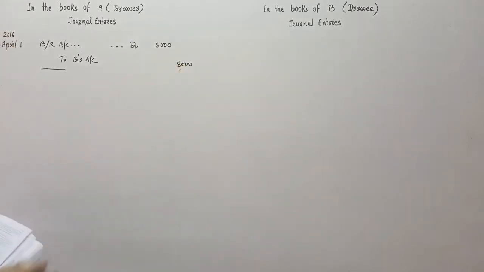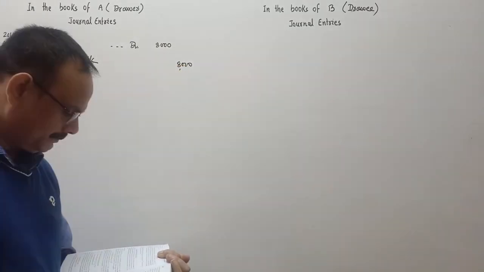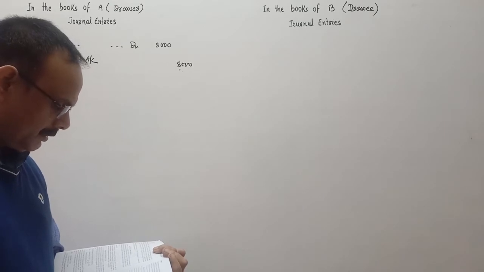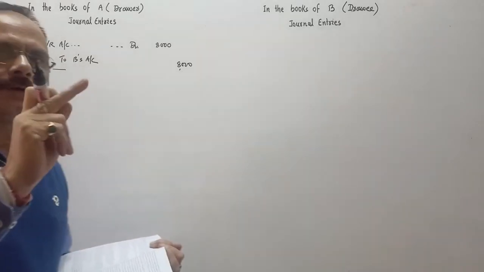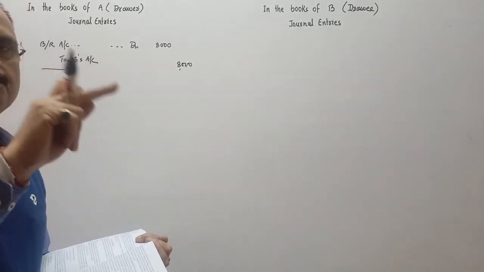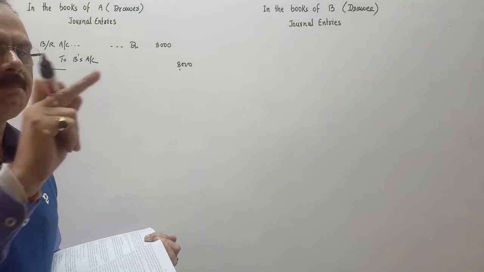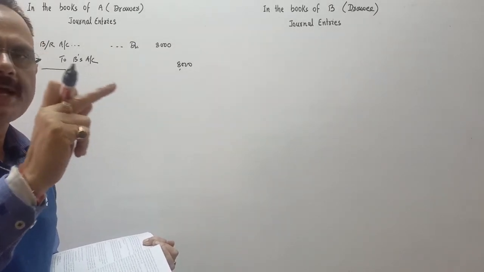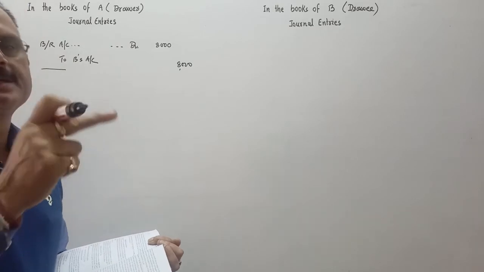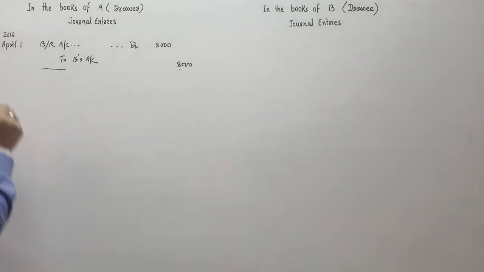This bill is of 3 months. So we'll calculate the 3 months from here. April 1st to May 1st, 1 month, May 1st to June 1st, June 1st to July 1st, 3 months is completed plus 3 days. Means July 4 is the date of maturity.